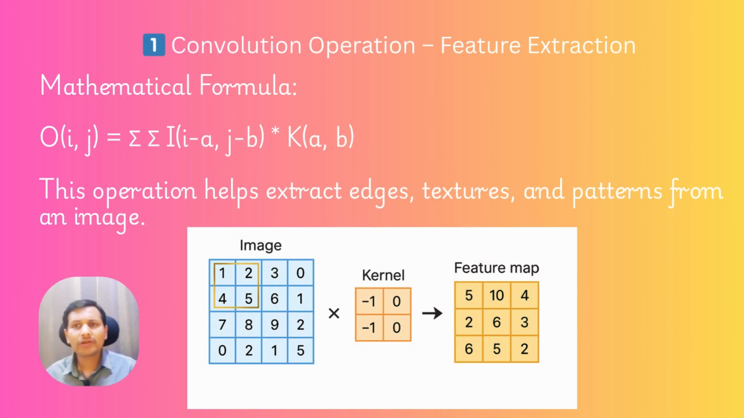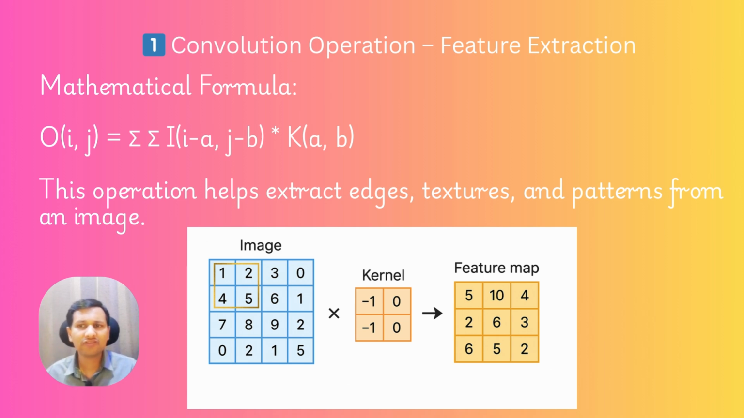Now let us talk about step 1, the convolution operation, which is also called feature extraction. Here we are going to use convolution multiplication. O(i,j) is the summation of I(i-a, j-b) multiplied by K(a,b). Here we can see a given 4 by 4 matrix. After using a kernel of a 2 by 2 matrix, this is called a convolution kernel or a filter.